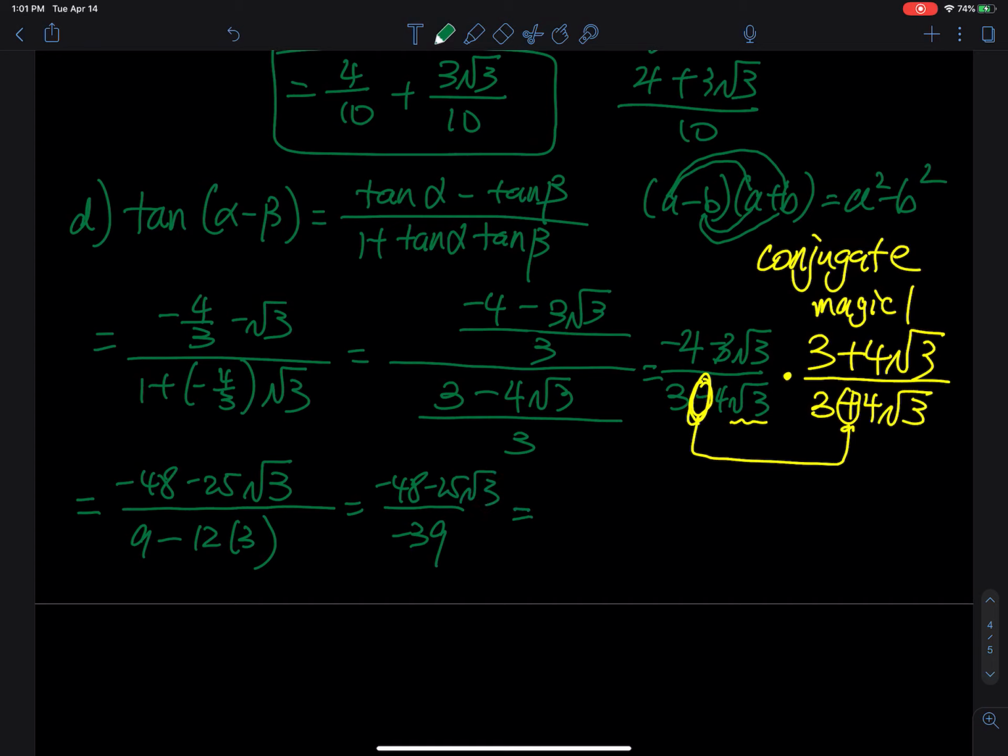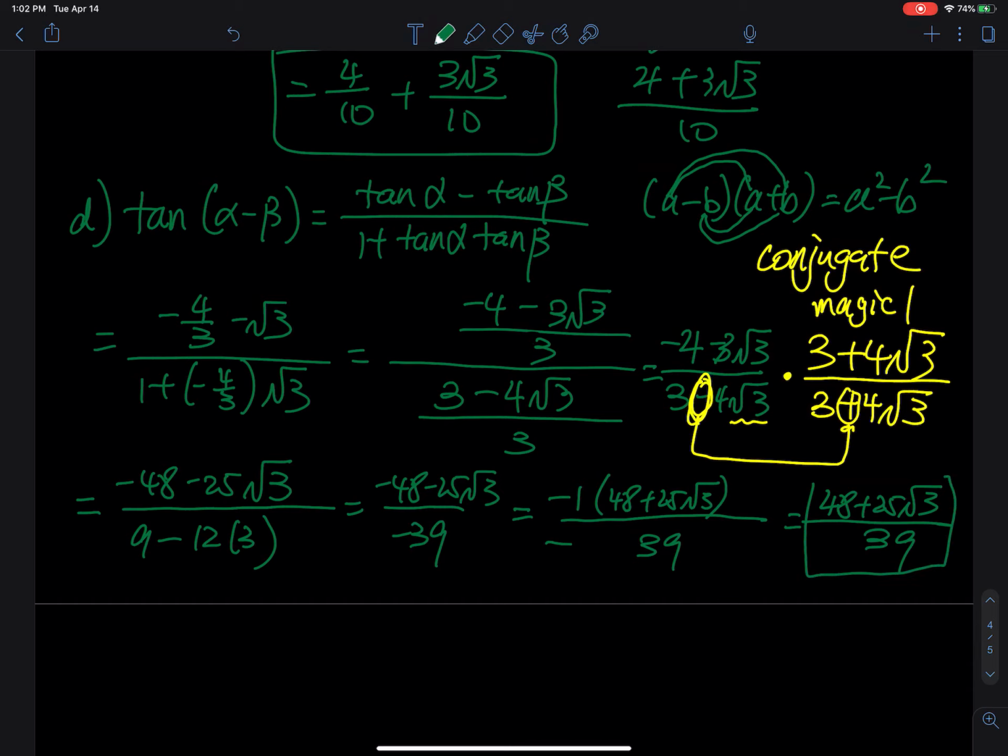If you want the answer to look better, here is how we are going to do it. You factor out a negative 1. So this is a 48 plus 25 root 3. And then negative 39. You cancel out the negative 1. You have 48 plus 25 root 3 divided by 39. So that is your final answer.